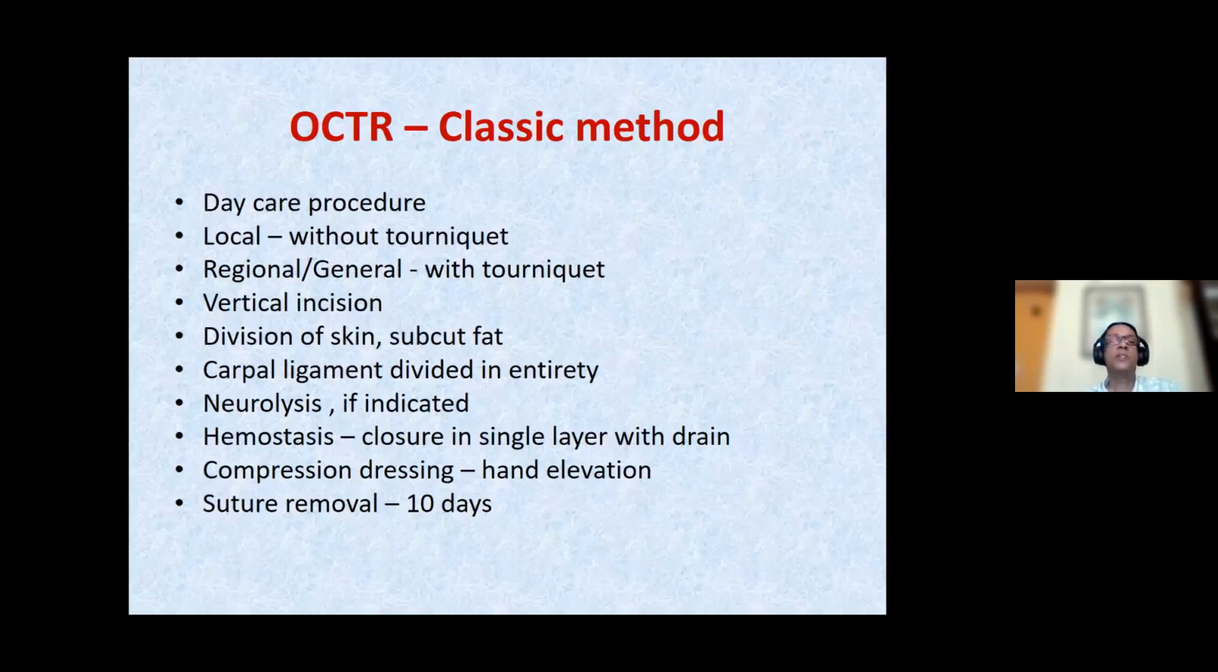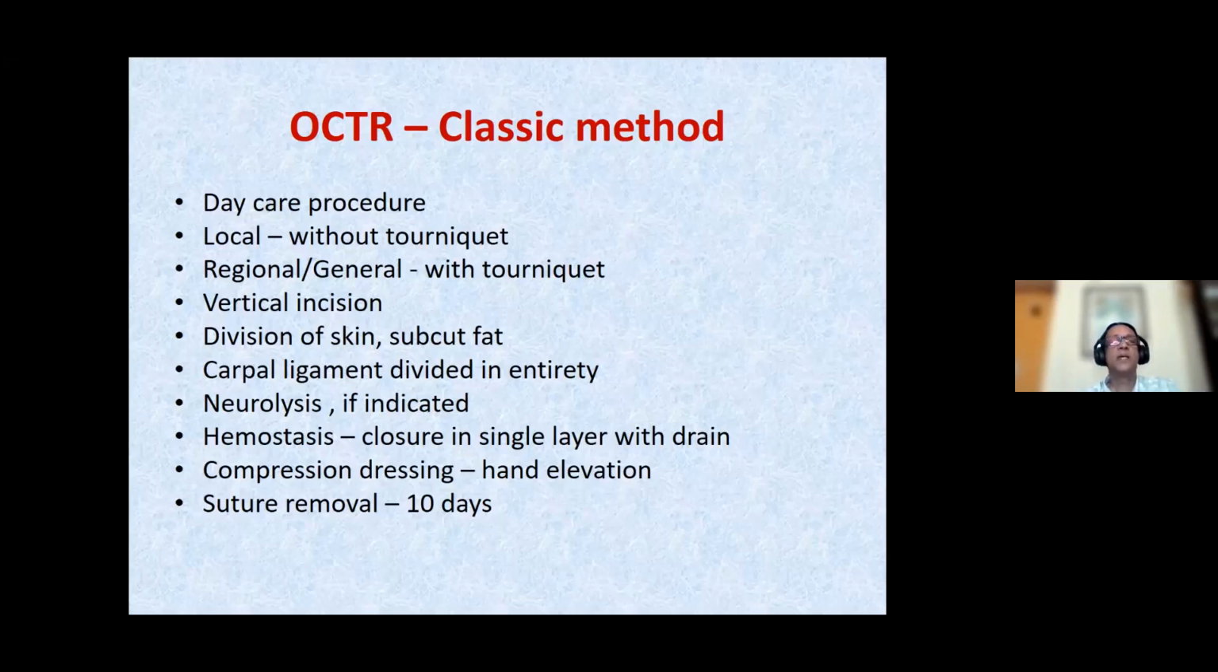So in that situation, you may possibly have to use either a regional or a general anesthesia, in which case you can definitely use a tourniquet. A vertical incision is made, which I will describe to you a little later. Once the skin is incised, the subcutaneous fat is also incised, and then you expose the carpal ligament. And this carpal ligament is then divided in its entirety, right from the distal to the proximal end. Completely, it has to be released, and the median nerve has to be visualized.